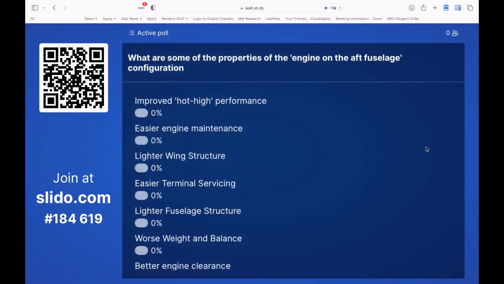Okay. What are some of the problems with the engine configuration on the aft of the fuselage? That's the Sud Aviation Caravelle, 727, DC-9, CRJ, that kind of thing. And I am going to step on that plate again. Now, this is important. Properties. Sorry, not problems. Properties. Some of you have airport combinations that might make it advantageous to do a rear fuselage. Some of you have some really lovely airport combinations.